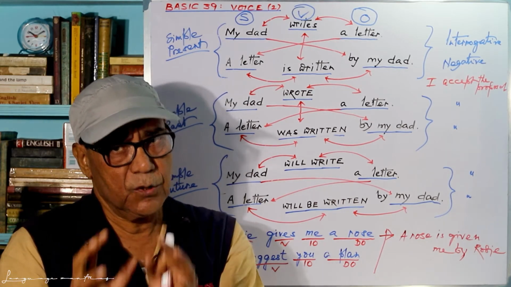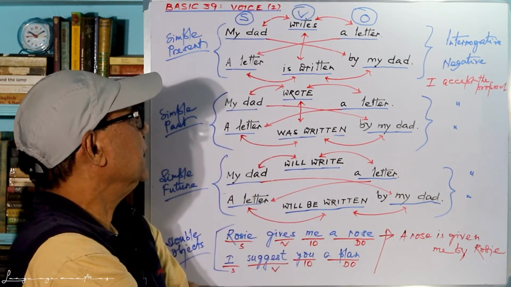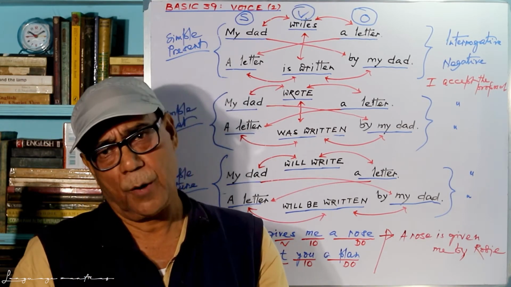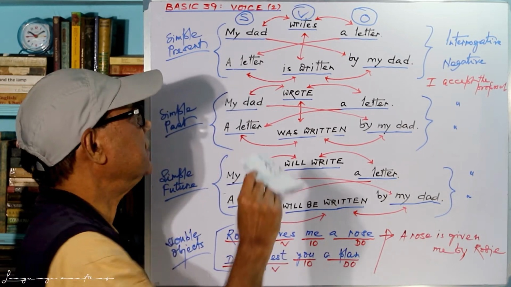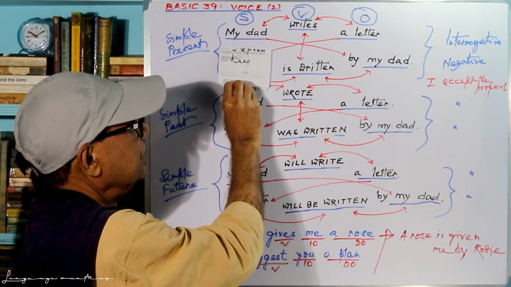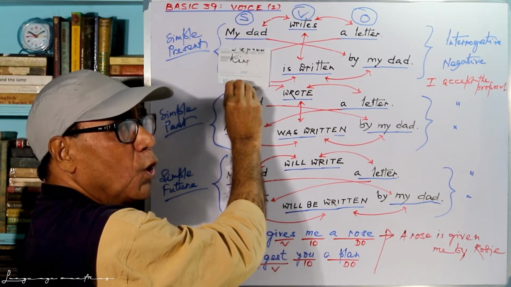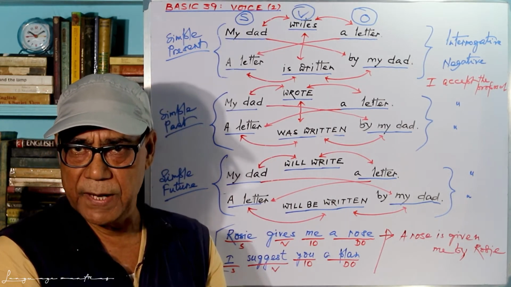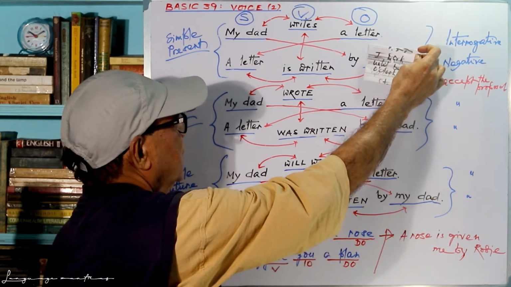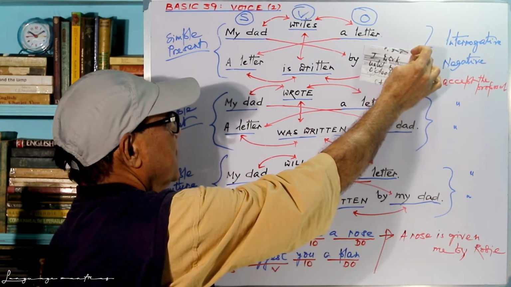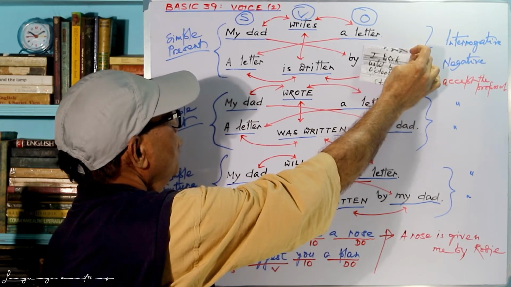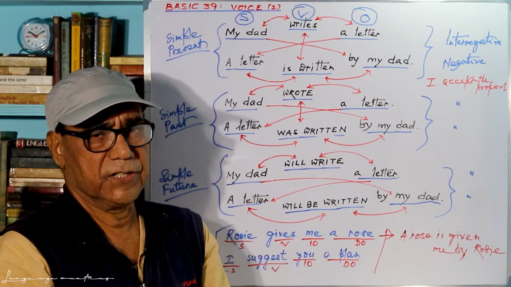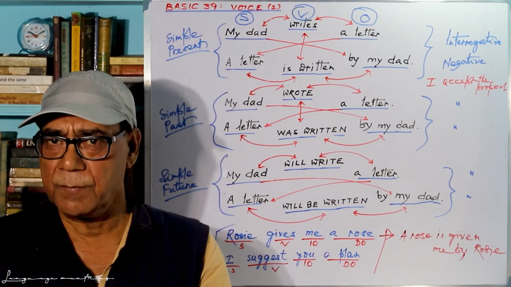How to make an interrogative sentence of the passive form? A letter is written by my dad. Two options are there. Suppose you want the answer a letter. In that case, hide it. Is written by my dad. So, what is written by my dad? The answer will be a letter is written by my dad. Say my dad. You want the answer my dad. So, by whom is a letter written? By whom is a letter written? A letter is written by my dad.